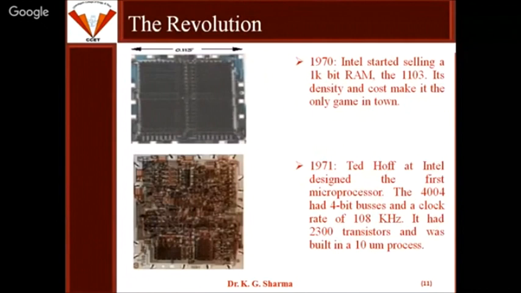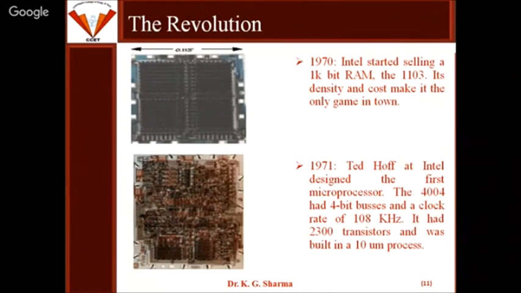The big revolution happened in 1970. Intel started selling 1 kbit RAM, the 1103. Its density and cost made it the only game in town.